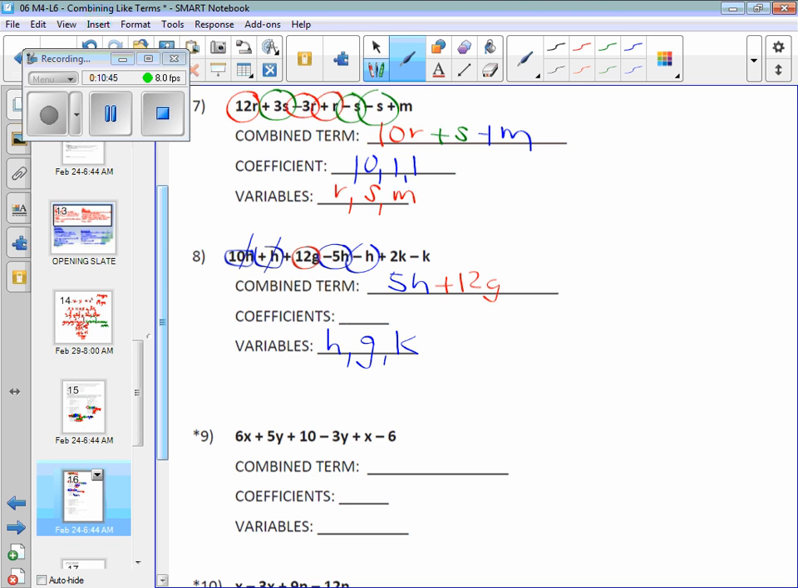Alright, what letters left? How many to start? Do what? How many do I have? 5H plus 12G plus K. Good? 5, 12, and 1 are your coefficients.